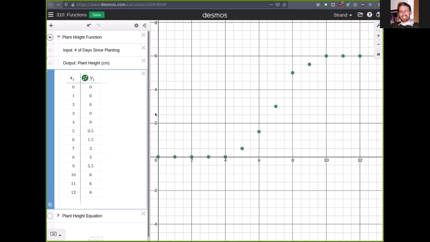Now, of course, the plant was growing in between those times, and so it might be useful to connect those dots. And so certainly the plant was in between those points as it grew.